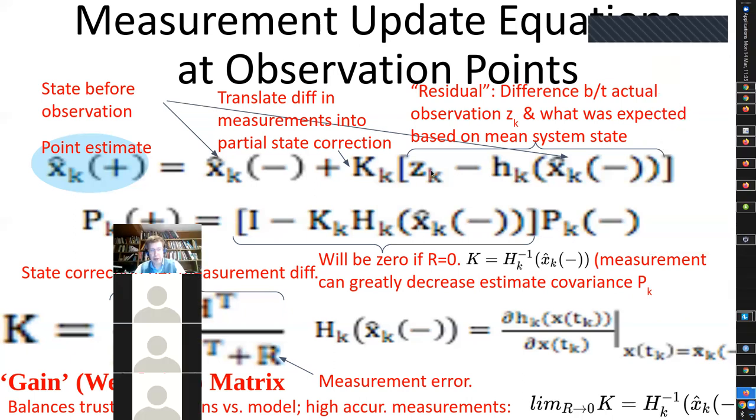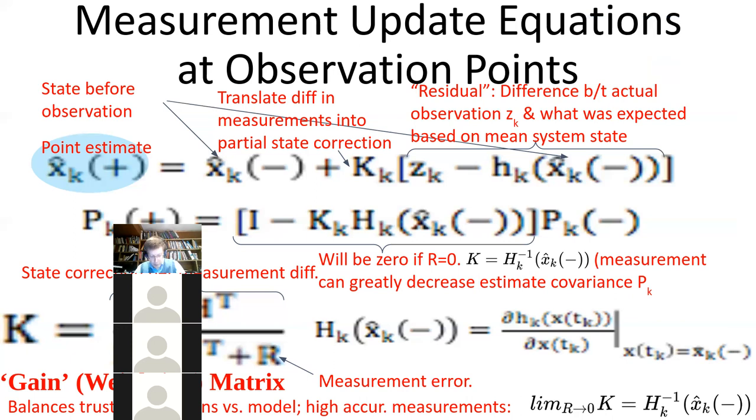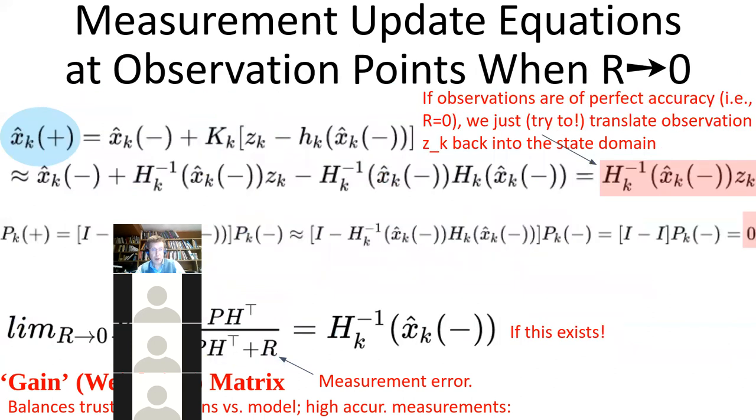Maurice had a question. Yes, Maurice, please. Yeah, Nate, thanks. So we're talking about correcting states. Yes. But some of the observations are not states, they're say flows. Yes. So how does that get translated into a state correction?